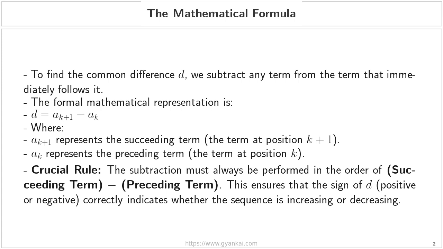Why is this order so important? Well, as we will see in our upcoming examples, this specific order ensures that the sign of d, whether it is positive or negative, correctly tells us the behavior of the sequence. If the result is positive, the sequence is increasing. If the result is negative, the sequence is decreasing. Always keep this direction in mind as we move into the step-by-step process. Now that we understand that the common difference is essentially the gap between terms, let's look at how we express this mathematically.